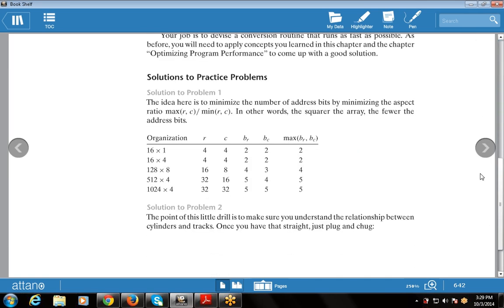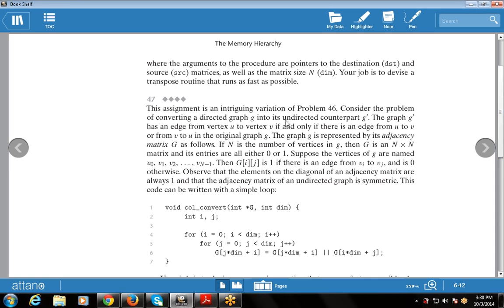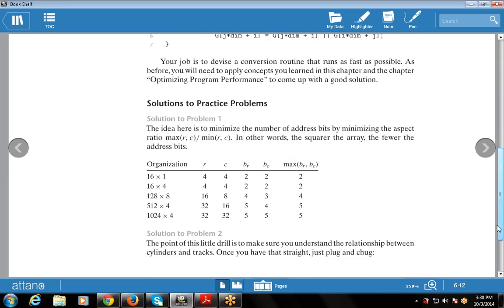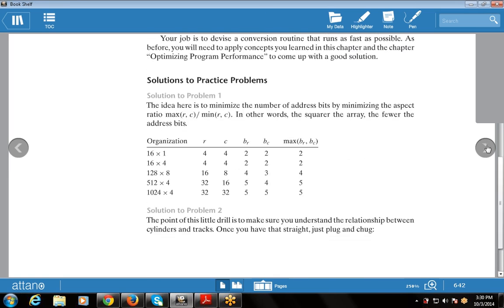These are the problems. These are the solutions to the problems. This chapter contains 47 problems and solutions to the problems.